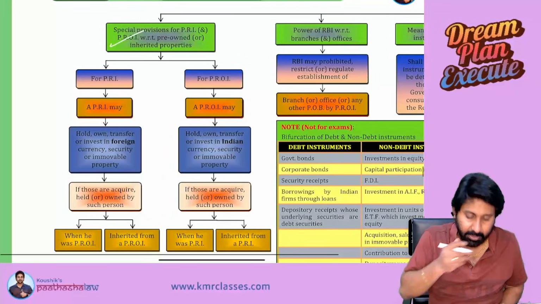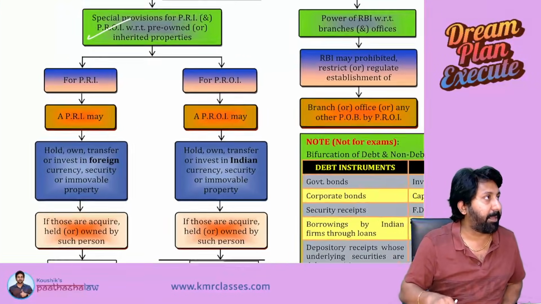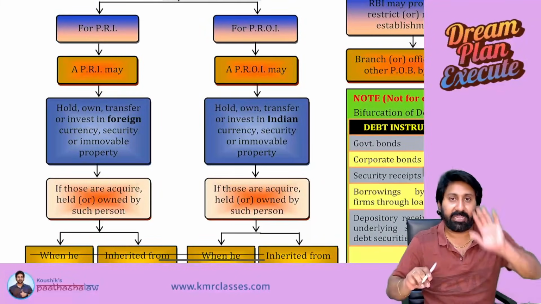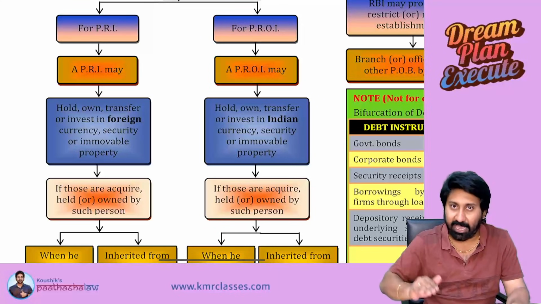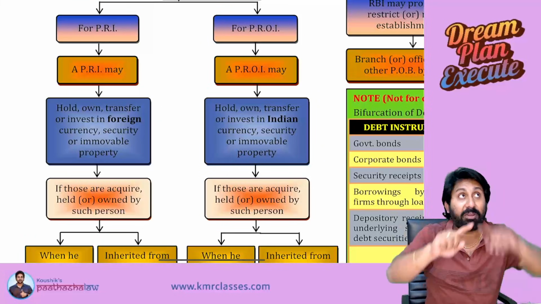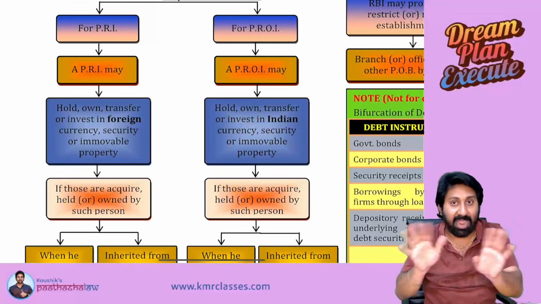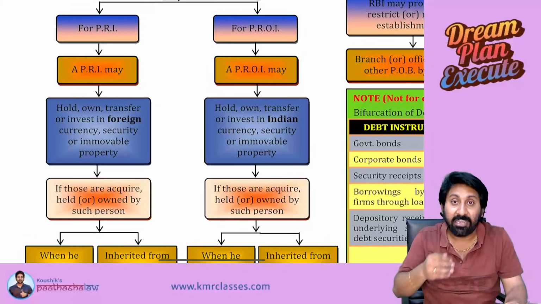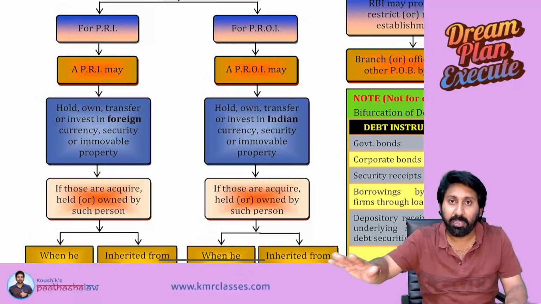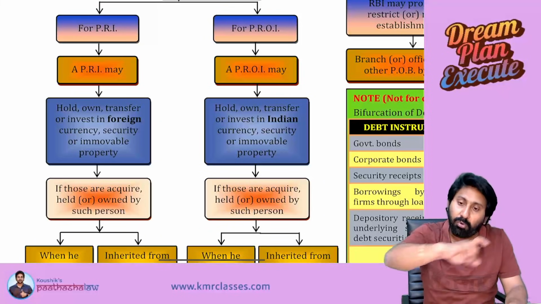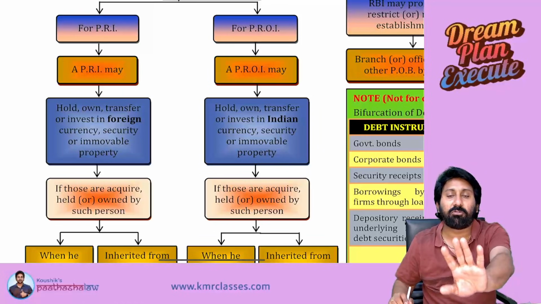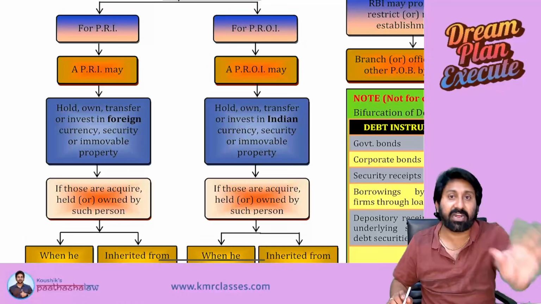See here. Special provisions for PRI and PROI with respect to pre-owned or inherited properties. Sir, what are pre-owned or inherited properties? See, I am a PRI. When I was a PRI, I purchased a house in India. Later, I became a PROI. Now, for a PROI, this becomes Indian property. But the capital account transaction concept doesn't get attracted because those were purchased when I was a PRI, when FEMA was not attracted to me. Once FEMA is not attracted, throughout the transaction FEMA will not touch you because original FEMA is not there. More logic, don't ask; this is not a time to learn. This is a time to revise, write the exam and pass.